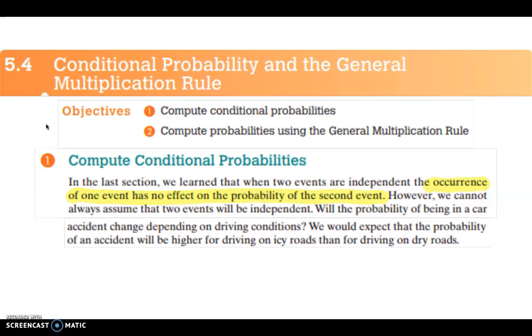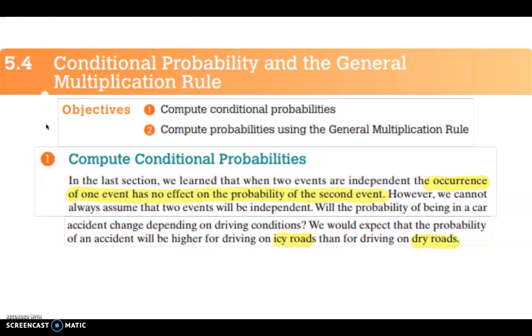So think about this scenario. Will the probability of being in a car accident change depending on your driving conditions? Now, I would expect that the probability of an accident will be higher if you're driving on icy roads versus driving on dry roads. So the probability of getting in an accident driving on icy roads is probably going to be different than the probability of getting in an accident driving on dry roads. And so the likelihood of an accident could be very dependent on the conditions of the road, and vice versa.